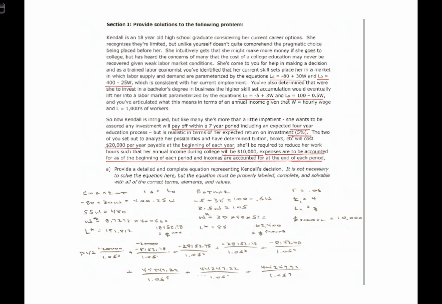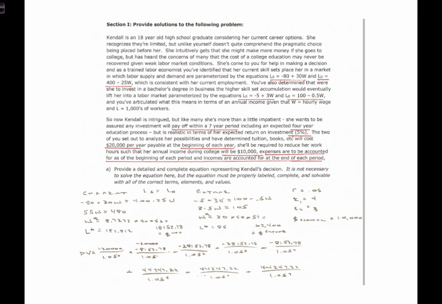In Problem 1, we had Kendall, an 18-year-old high school student, and we were creating a human capital investment scenario in which you needed to determine first Kendall's current wages, which you could do by looking at her current skill set and the labor demand and supply curves that parameterize that skill set. So labor supply is negative 80 plus 30W and labor demand is 400 minus 25W. This would give you a current level of wage for her.